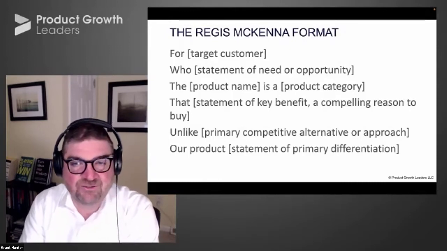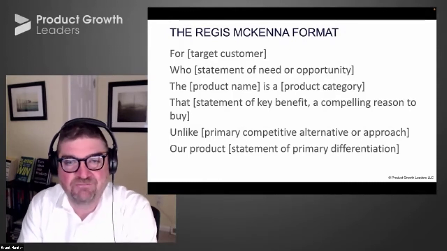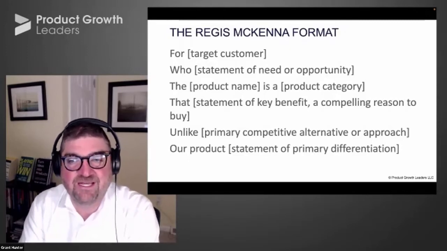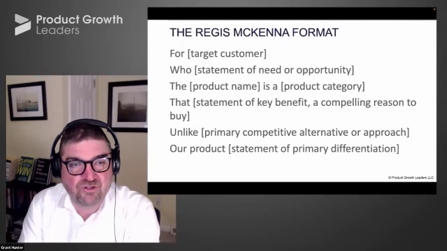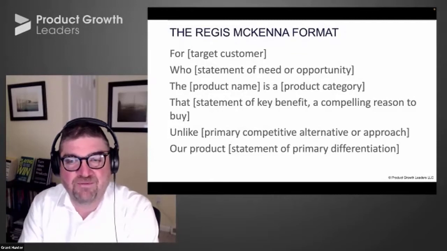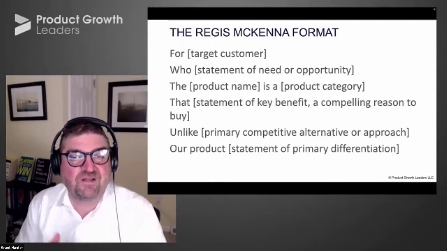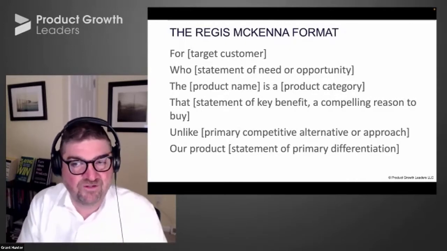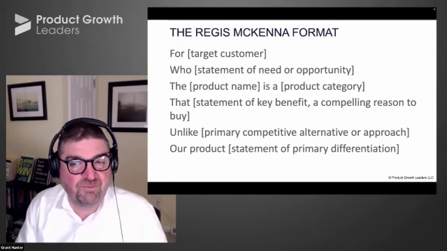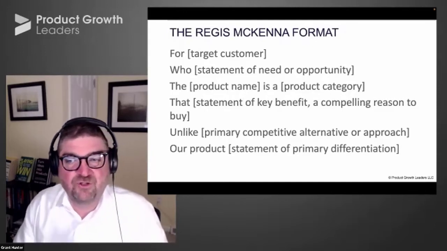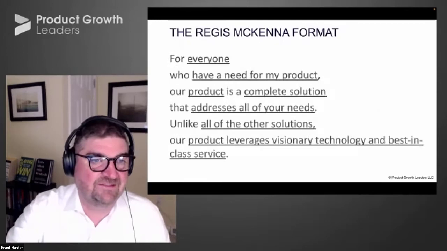For a target customer whose statement of need or opportunity, the product name is a product category, that statement of key benefit, a compelling reason to buy. Unlike the primary competitive alternative or approach, our product statement of primary differentiation. While it covers a lot of the key components that April talked about, who wants the value you create, your differentiation, unfortunately, too many people do not put the work in to do it right. And it ends up looking like this.